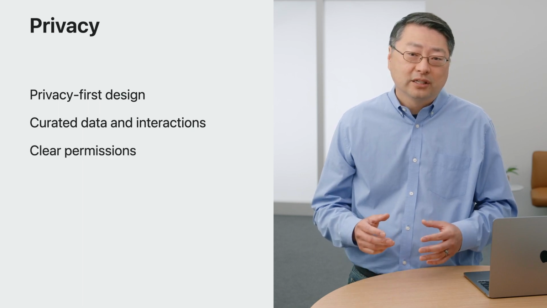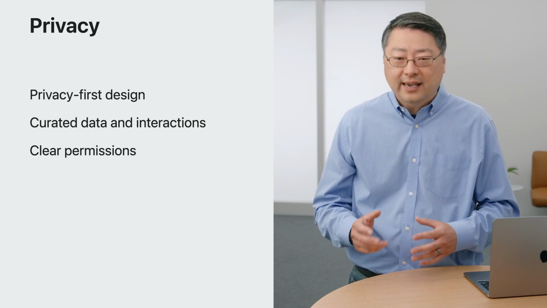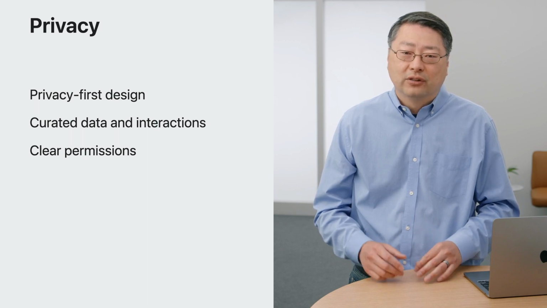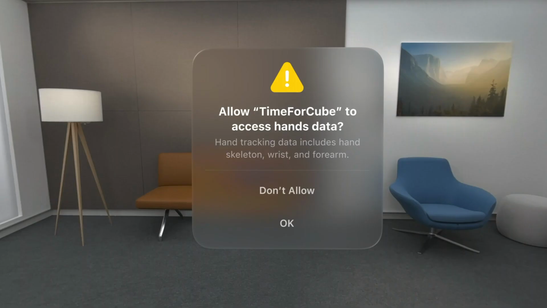For many situations, the system-provided behaviors are sufficient for your app to respond to interactions. In cases where you actually do need access to more sensitive information, the system will ask people for their permission first. An example would be asking user permission to access scene understanding to detect walls and furniture, or access to skeletal hand tracking to bring custom interactions into your app.